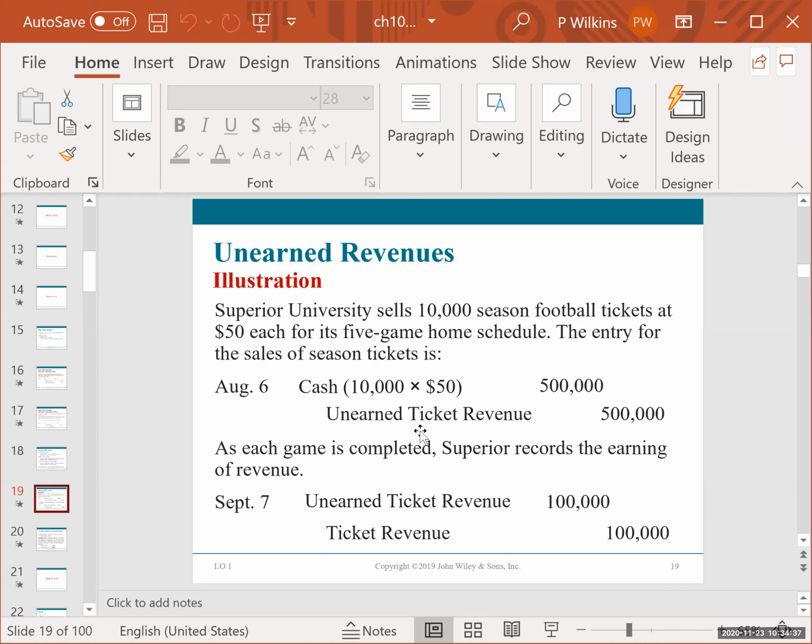Then it says, as each game is completed, Superior records the earning of revenue. So on September 7th, they play one game. $500,000 divided by 5 is $100,000 per game. So they are going to debit unearned ticket revenue to remove the $100,000 from there, and credit ticket revenue $100,000 to recognize the earning of that $100,000 for the game that they played.